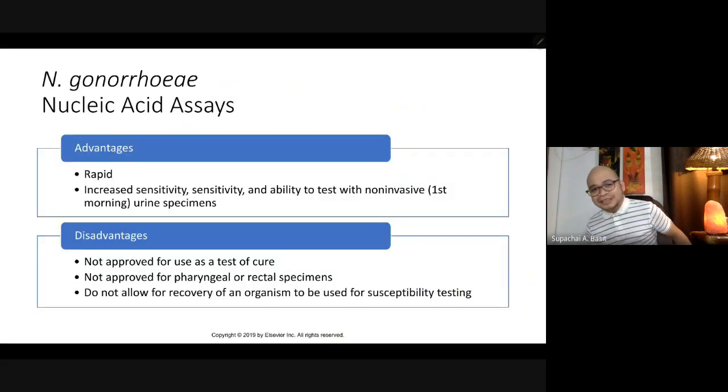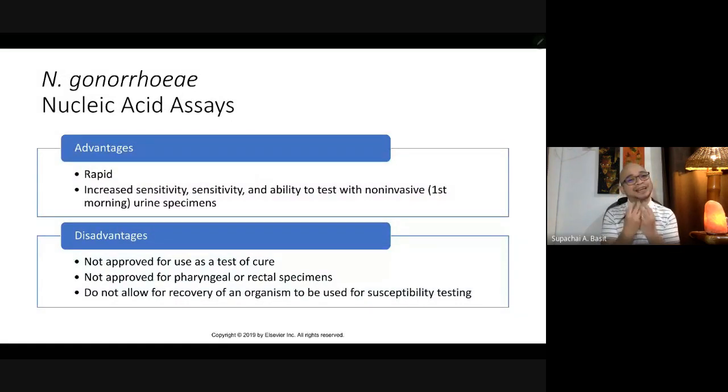And a more, of course, expensive way of diagnosing Neisseria gonorrhoeae would be by means of nucleic acid assay. So we are now in molecular technique. The advantage is that it is rapid, has increased sensitivity and specificity, and the ability to test non-invasively, because you can just use a first morning urine specimen, not even the swab. That's nice. However, it is not approved yet as a test of cure, not approved for pharyngeal or rectal specimens, and does not allow for recovery of an organism to be used for susceptibility testing.